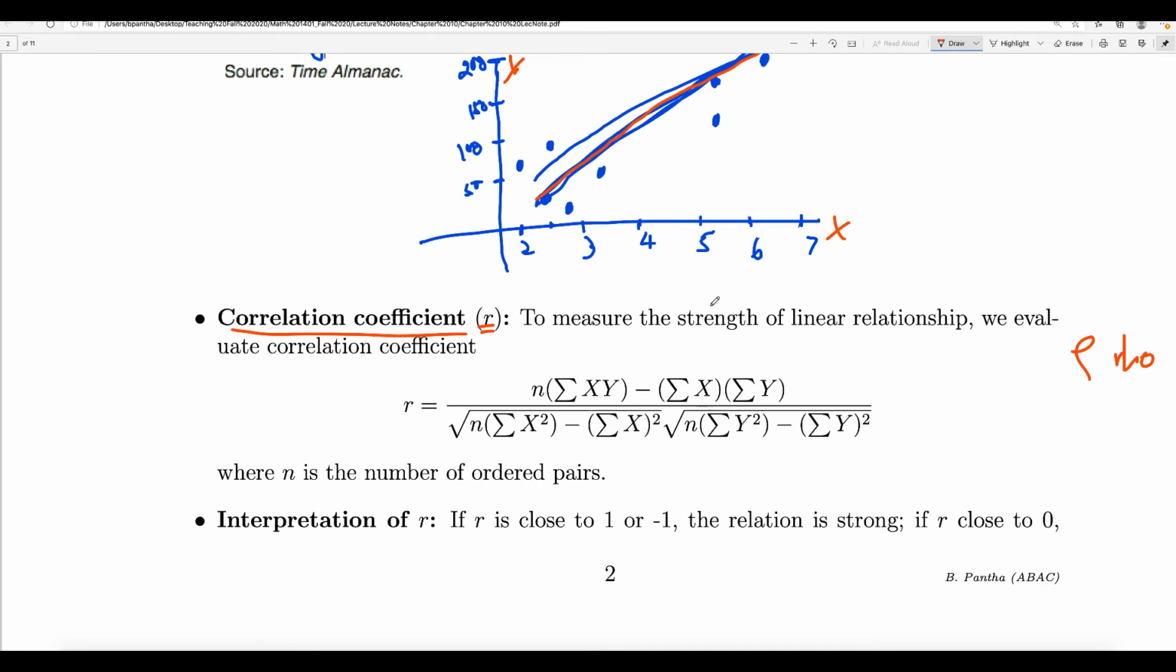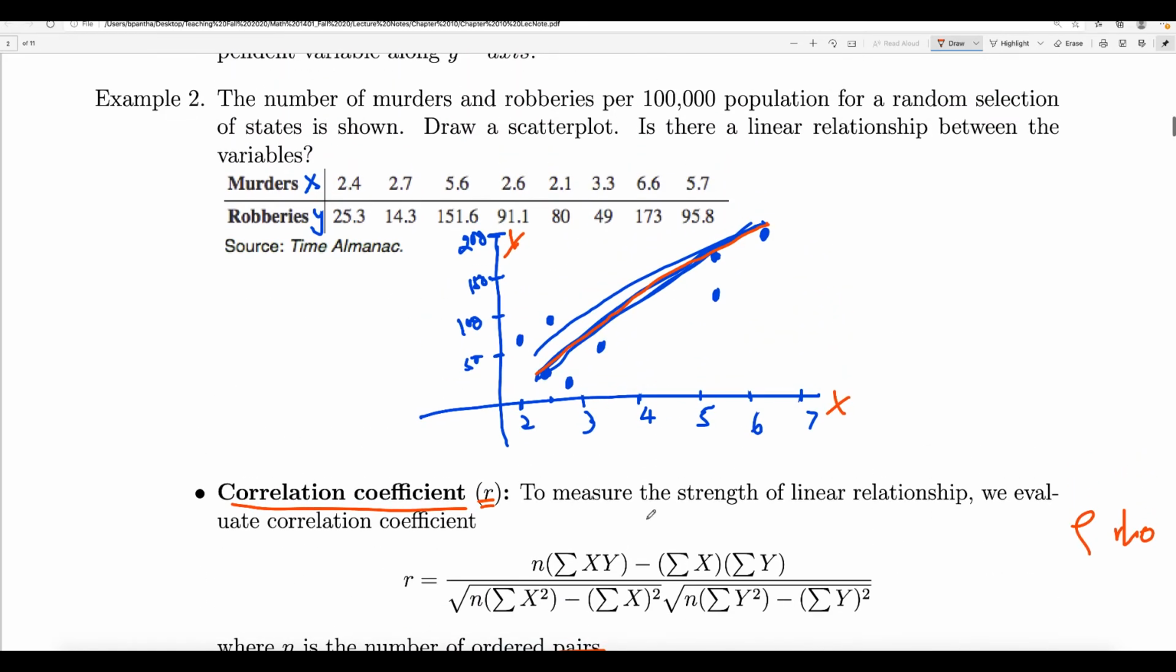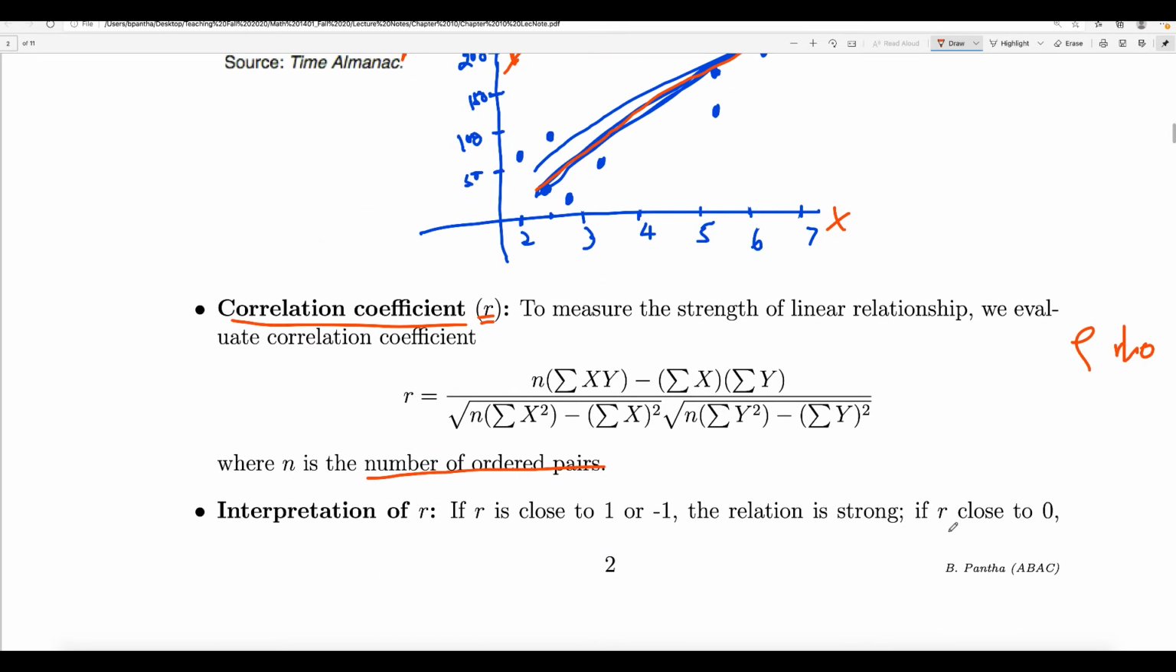To measure the strength of a linear relationship, we evaluate the correlation coefficient R, given by: N is the number of ordered pairs. For example, in the above example, N is 1, 2, 3, 4. This is how you count N. X is one variable, Y is another variable, so it is X times Y.